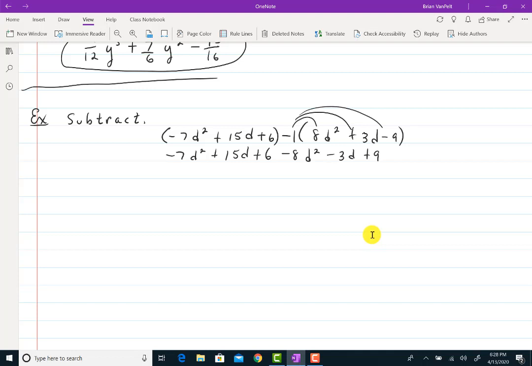So you can go ahead and work these if you want in the same fashion that I did before. Negative 7d squared plus 15d plus 6. And then what I'm going to add to this, because the minus signs have already been accounted for, is negative 8d squared minus 3d plus 9. The negative 7 and the negative 8 give me a negative 15d squared. 15 minus 3 gives me 12. Then I have a d plus 15.